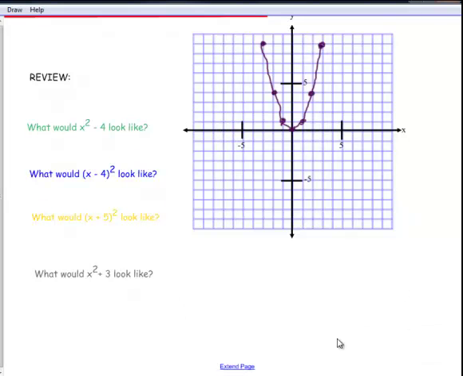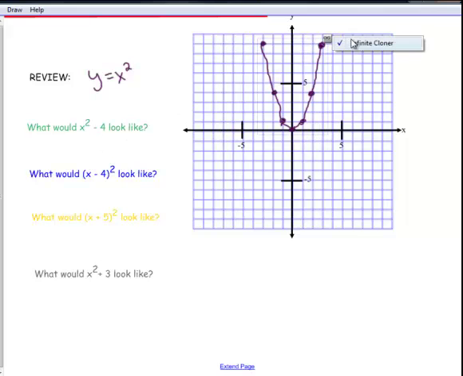Okay, just a quick review. All right, we have a quadratic over here. This is the mama function, and the mama function is y equals x squared. I know it's the best I can draw a parabola. Sorry, not the greatest artist. So now what they're asking us, could you quickly draw what would x squared minus 4 look like?